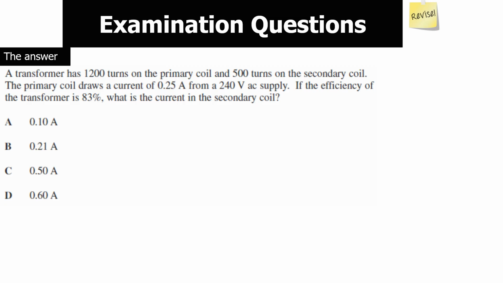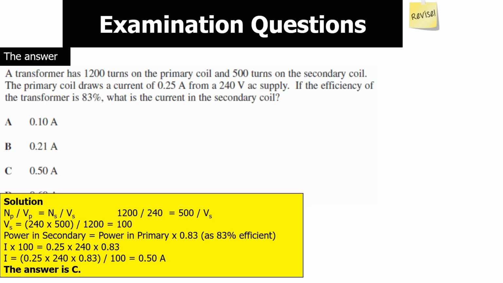Right, our answer here is going to be C, because we know from the equation sheet that NP over NS equals VP over VS. That's the transformer turns equation. We can pop in all the values, and then VS is equal to 240 times 500 over 1200 to equal 100. Now the power in the secondary equals the power in the primary times a factor of 0.83 because it's 83% efficient. So therefore we can pop in our values and we can say I equals 0.25 times 240 times 0.83 over 100, which is 0.50 amps.